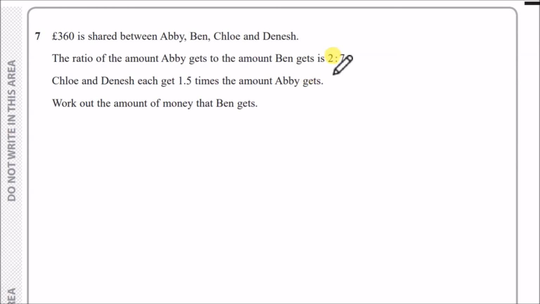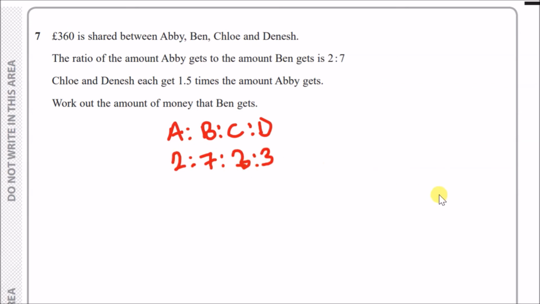Now Chloe and Danish each get 1.5 times the amount Abby gets. So looking back, we know Abby gets 2 parts. That means 1.5 times 2 is actually 3 parts. So if we have to line this up in terms of Abby, Ben, Chloe, and Danish, we know that Abby gets 2 parts, Ben gets 7 parts, and because Chloe and Danish each get 1.5 times, 1.5 times 2 we said was 3 parts each.